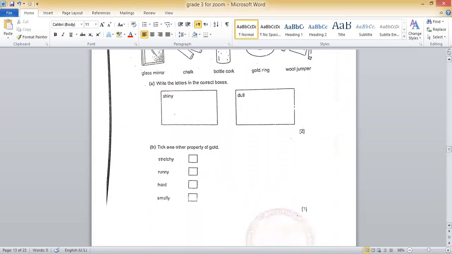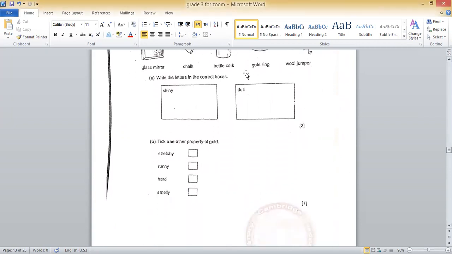Tick one other property of gold. Stretchy, runny, hard, smelly. Gold is hard.